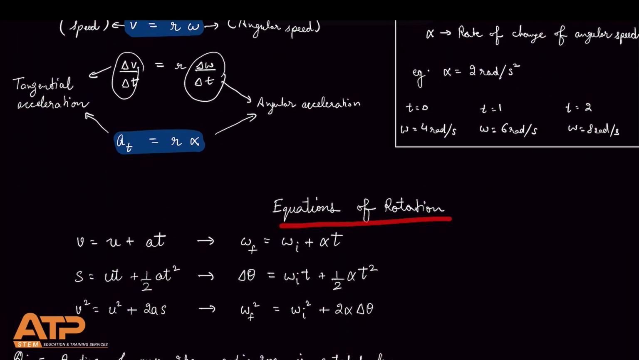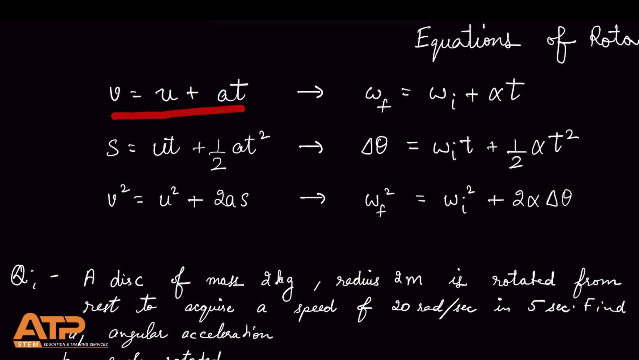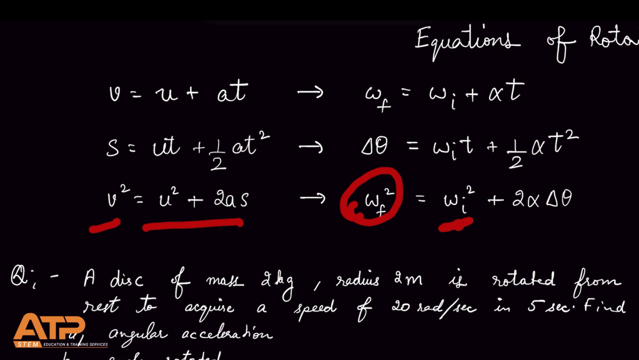Equations of rotation. Just like you have equations of linear motion, v is equal to u plus at, there is omega final, which is omega initial plus alpha t. s equal to ut plus half at square becomes angular displacement equals omega initial t plus half alpha t square. v square equals u square plus 2as becomes omega final square equals omega initial square plus 2 alpha delta theta.